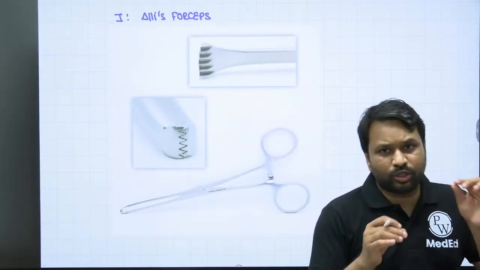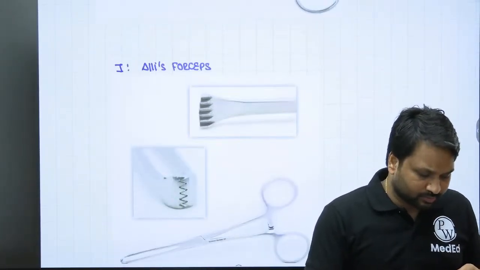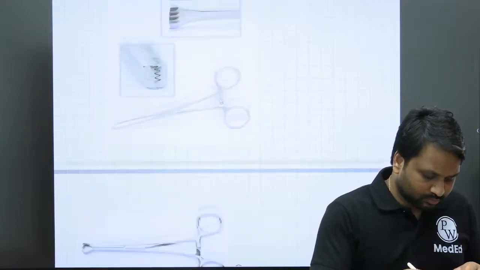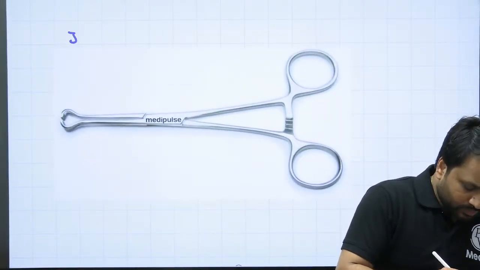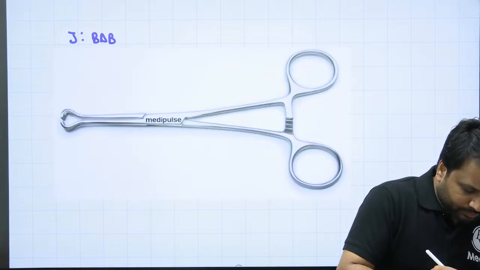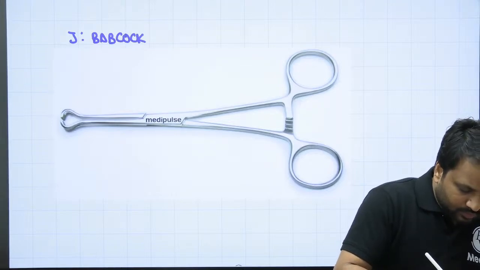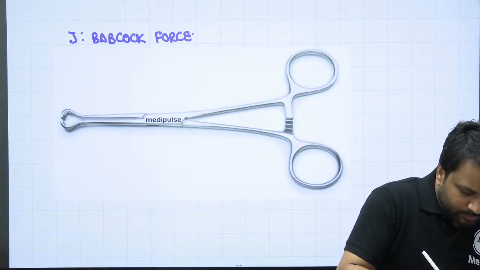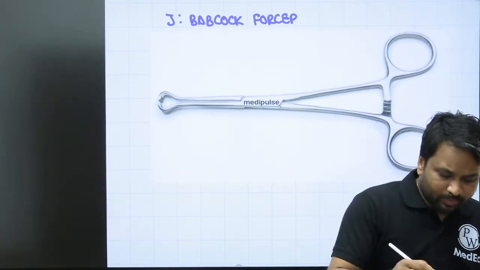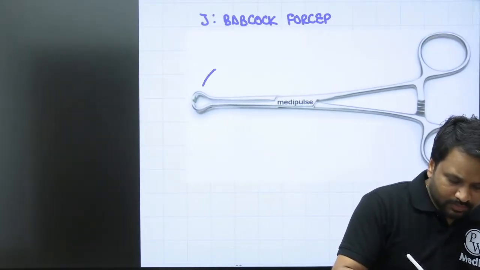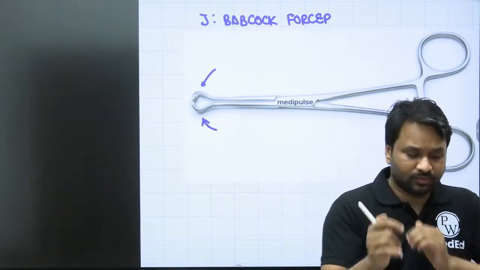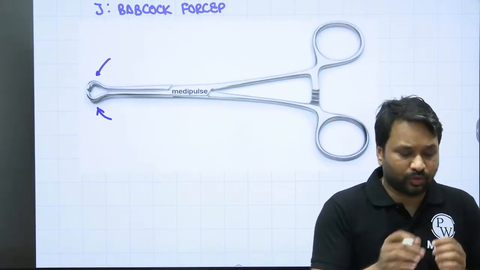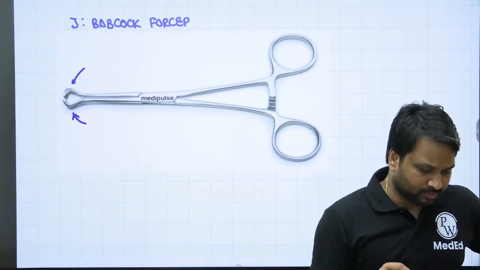Now, to hold on to the bowel or onto the appendix, this one, J. This is your Babcock, the Babcock forceps. You can see in the Babcock, this is what matters. It's like a handcuff that you have. That's your Babcock.